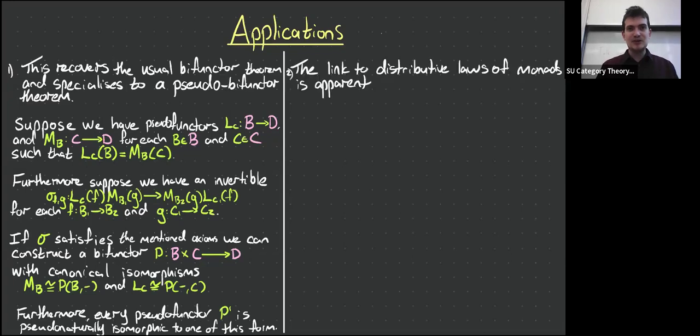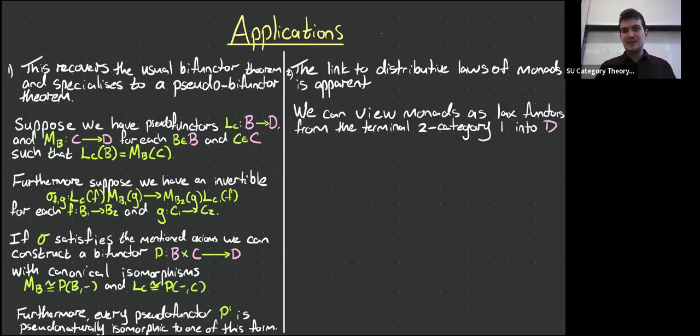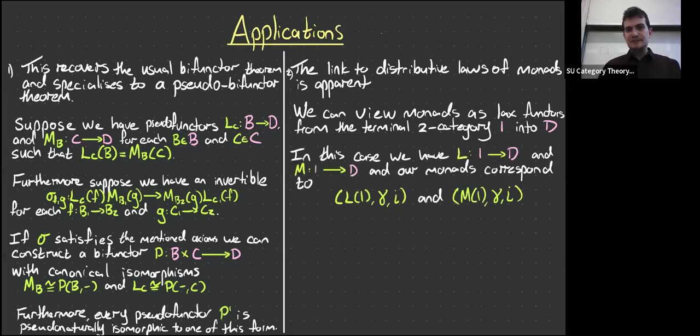But okay, let's look at more interesting applications. So now let's make a link to distributive laws of monads. So right now it's just apparent, and we have this apparent link. Let's make it precise. So we can view monads as lax functors from the terminal 2 category into D. So this is now a monad on D, or in D. So in this case, we have L from 1 to D and M from 1 to D. So now we have 2 monads, and we've got these 2 lax functors.